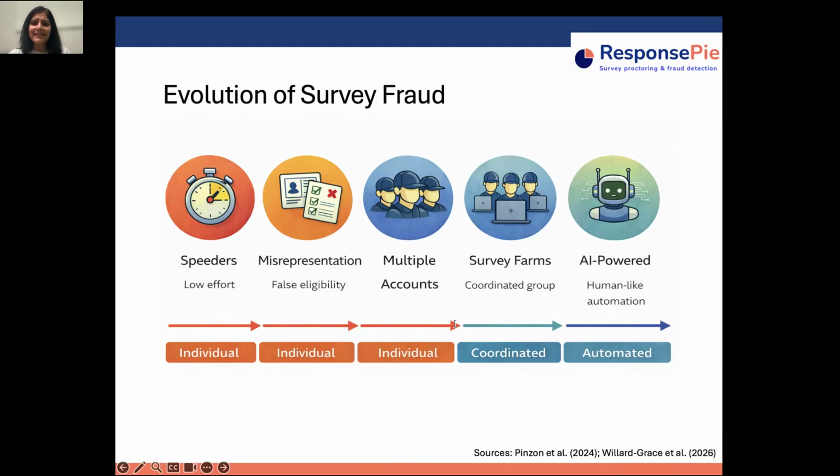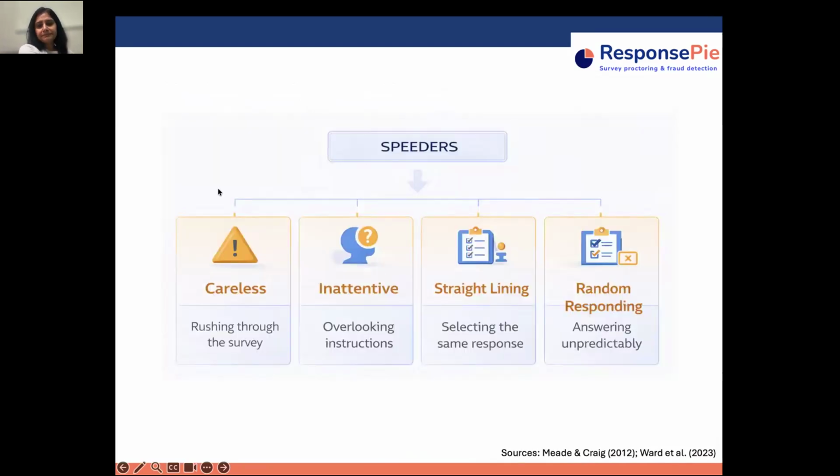So, the key idea here is that these different types of fraud pose different types of problems, and they reflect how survey fraud has evolved from an individual behavior to more of a coordinated effort to more automated systems, AI powered fraud. So let's do a deeper dive into what these different types of fraud look like.